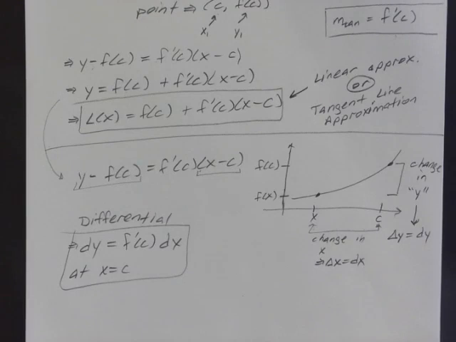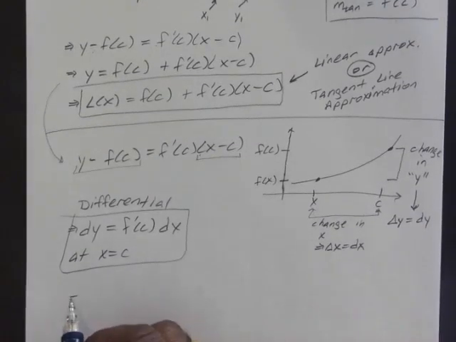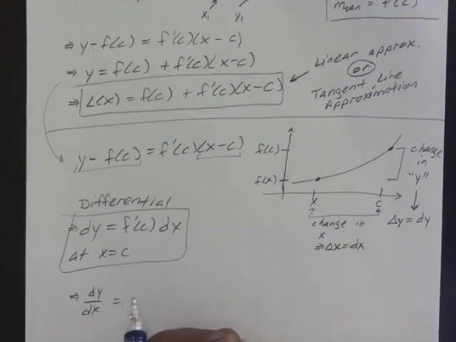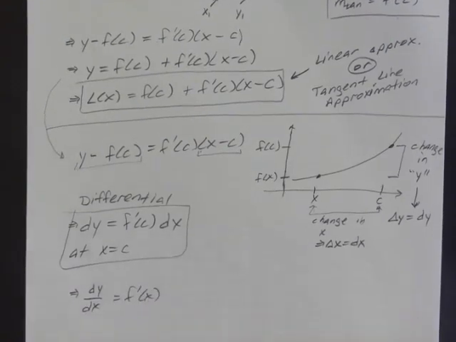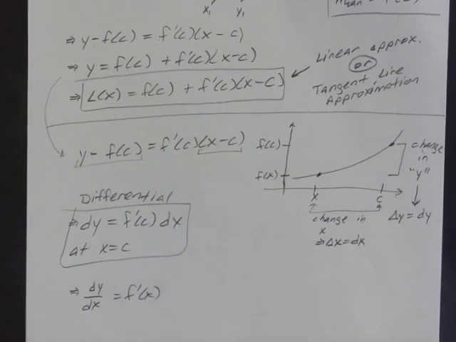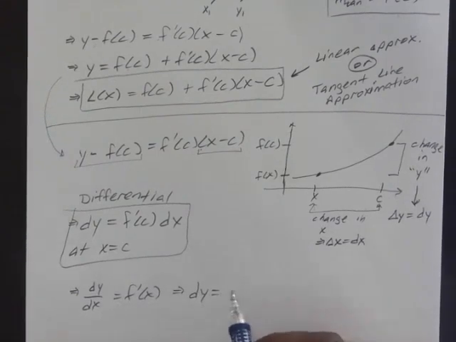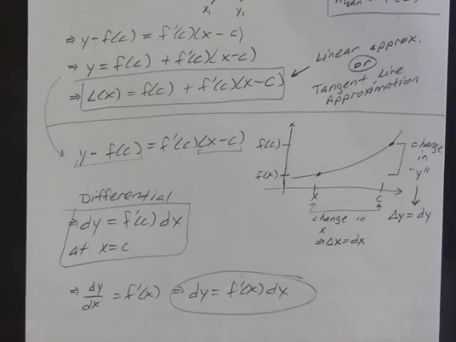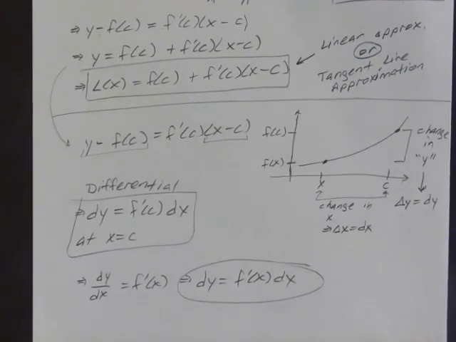But honestly, the easier way to find the differential, instead of going through all that, just remember that the derivative of y with respect to x is equal to f prime of x. So if you multiply both sides by dx, that just gives you dy is equal to f prime of x dx, which is a lot easier way to access it. This one's more of just an explanation to end up with the exact same thing. And then you plug in your value of c.